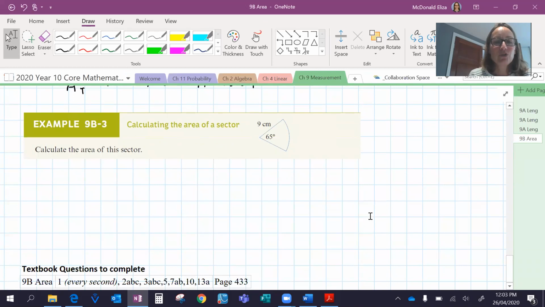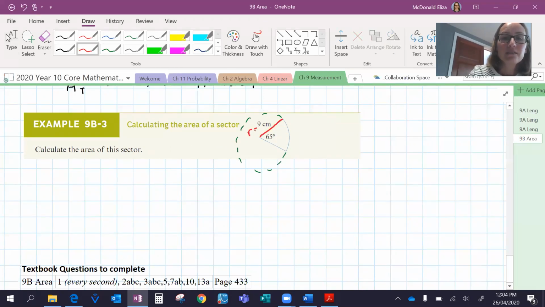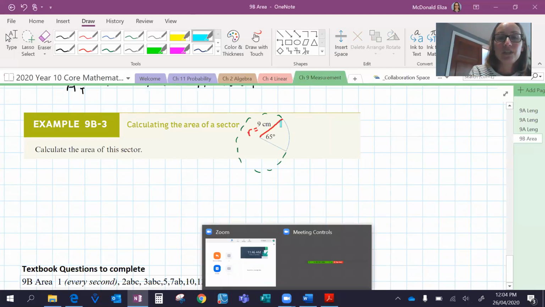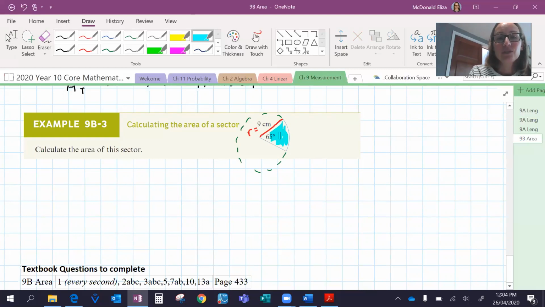Okay, let's move on to calculating our area of a sector. This is our last example. What we need to do here, remember, is we think about this sector as being a full circle. If I just try and draw in a circle there, if you can imagine that then this length here, the 9 centimetres, would be our radius. But we still only need to work out the area here of this portion of that bigger circle.